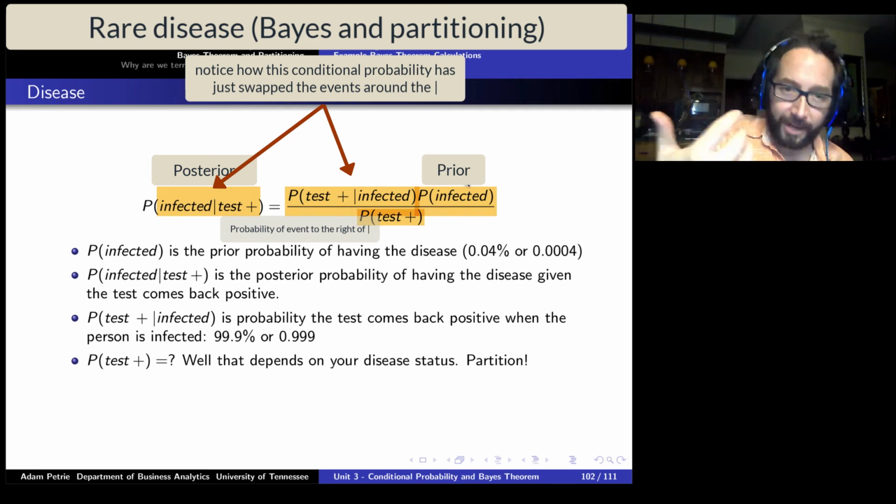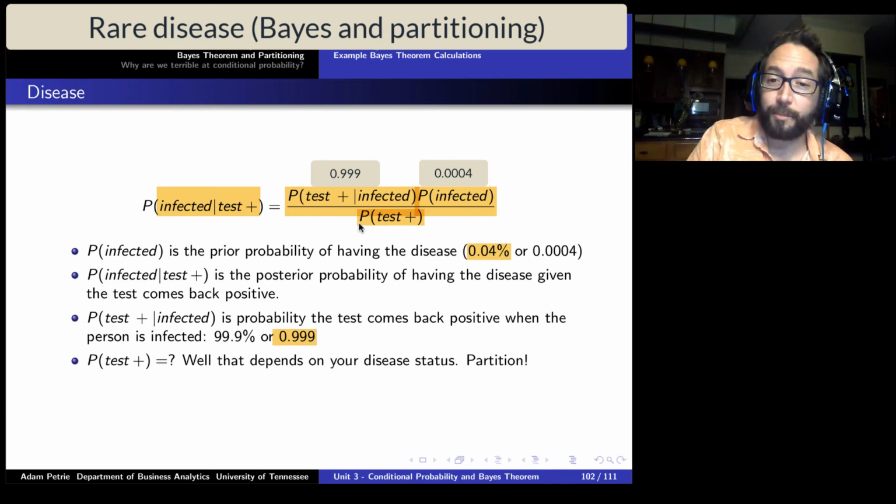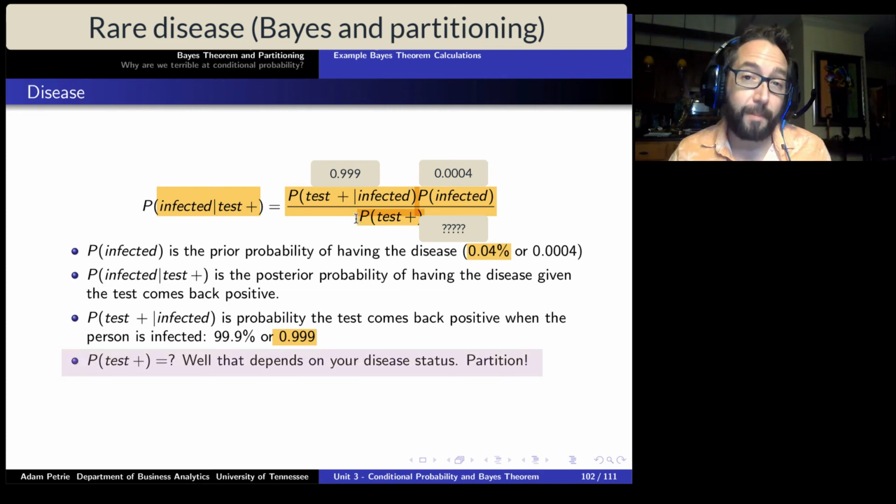And so what do we know? We know the prior probability, that's that 0.04%. So that part's done. We also know the probability the test comes back positive, when we're infected. That's that 99.9% or 0.999. The rub, the difficult part is, well, what is the unconditional probability, just in general, of the test coming back positive? Head scratcher because, well, that depends on if we do or we don't have the disease. So let's do this partitioning and come up with an answer for that.